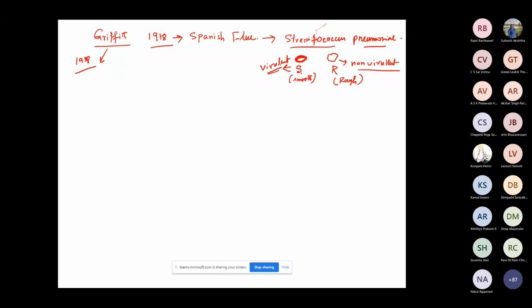Now the thing is, what Griffith did, so he injected mouse, this is a small mouse, right? Injected R strain of bacteria. And tell me what will be the result. Just unmute yourself and tell me. So if you inject R strain of bacteria to this live mouse, what will happen? It will not get sick. Yeah, very good.